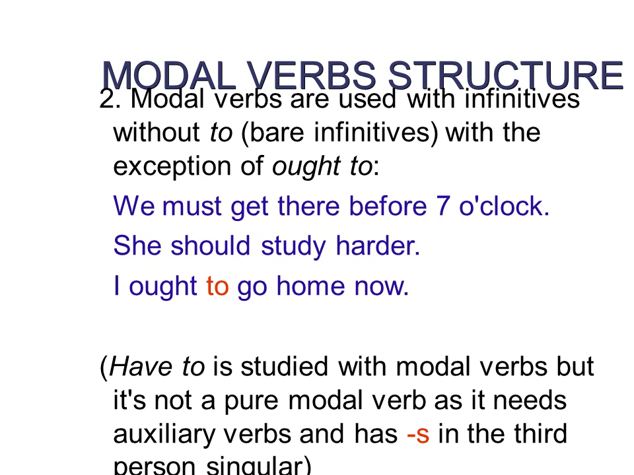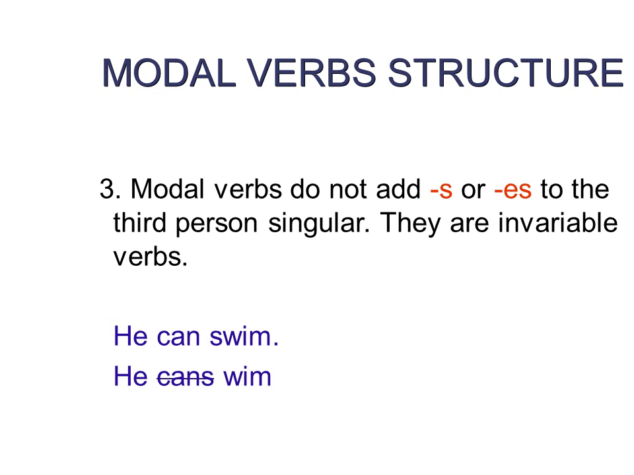Have to is studied with modal verbs, but it's not a pure modal verb as it needs auxiliary verbs and has an S in the third person singular. Whereas modal verbs do not add S or ES to the third person singular. They are invariable verbs. So I can swim, you can swim, he can swim, we can swim, they can swim. Not he cans swim.